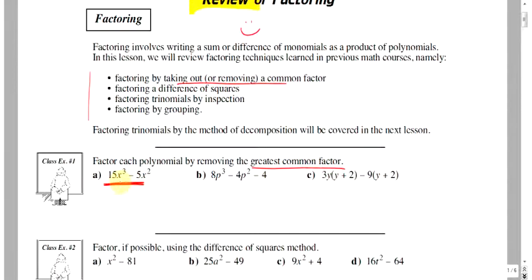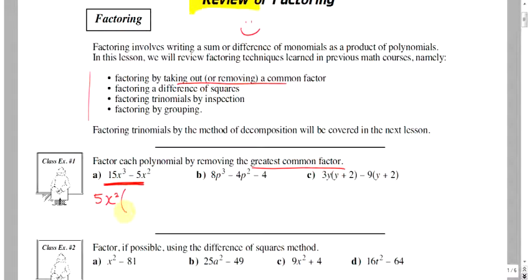Okay? What's a common factor? First, just look at the numbers, 15 and 5. What can I factor out? I can take a 5 out of both. They're both divisible by 5. Now you're done with the numbers. What can you take out of x cubed and x squared? You can take an x out. Can you take something bigger out? Can you take 2 x's out? Yes.